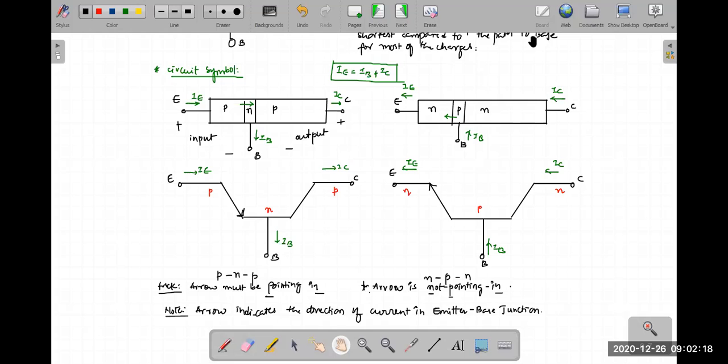Yes, the current must always be from P to N, because that's how a diode functions, right? We say the diode is functioning properly when current is from P to N. So here, if you ignore the left part and consider this PN junction, the current must be from P to N. Then only you are operating the device properly.